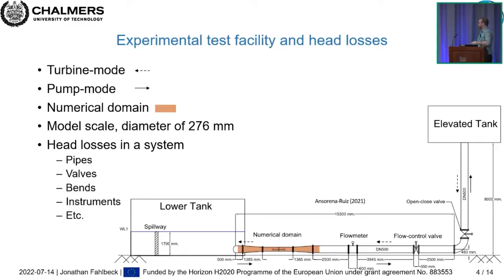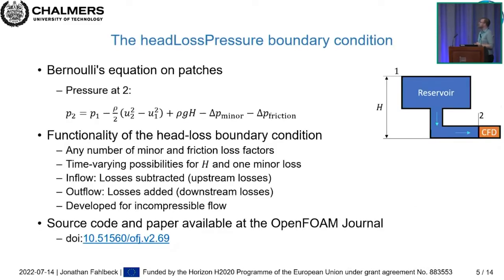in order to include all these different system components, we have developed a new pressure boundary condition, named head loss pressure. In principle, we apply the classical Bernoulli's equation, which I guess you all remember from a basic course in fluid mechanics, at the computational boundary. So if we consider this very small hydraulic system, we apply the Bernoulli equation at the boundary of the computational domain. The pressure at the inflow patch would be equal to the static pressure at the reservoir minus the dynamic pressure difference between the patch and the reservoir.